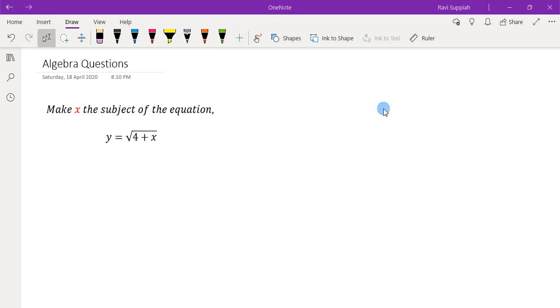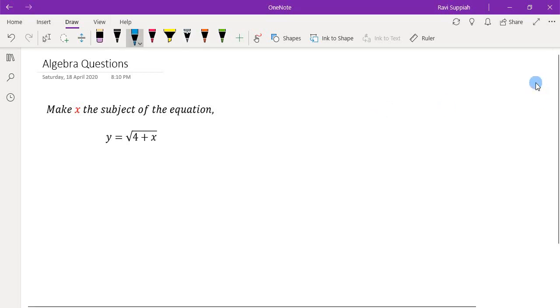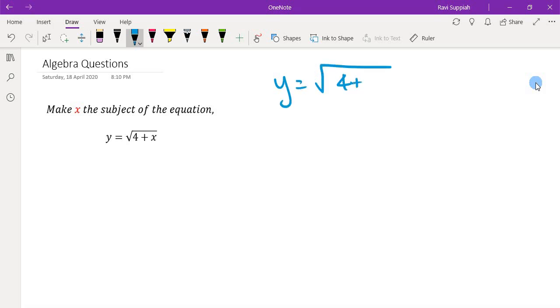For this question, we are going to make x the subject of the equation. So let's rewrite the equation over here. I have y equals the square root of 4 plus x. Since I want x to be the subject of the equation, generally what I will do is rewrite it such that the whole expression that contains x is on the left hand side. Then I get y on the right hand side over here.